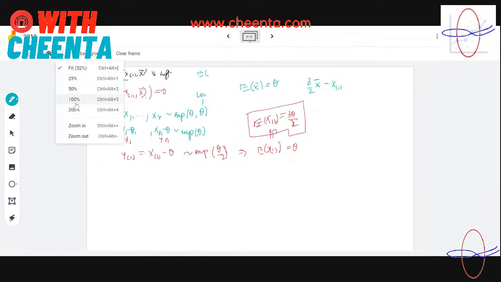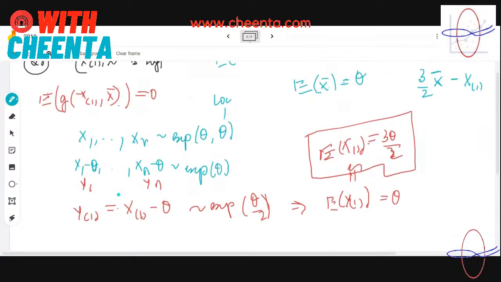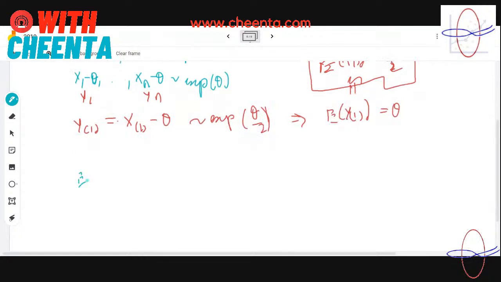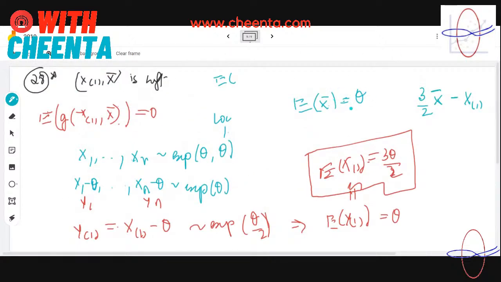It's very easy, we can see it by this example. x1 minus theta is exponential with parameter theta, so the expectation of xi must be that exponential's mean plus theta, that is 2 theta. So the expectation of x bar is 2 theta, that is x bar by 2 is theta. So what do we get? x bar by 2 is theta and x1 is 2 theta.